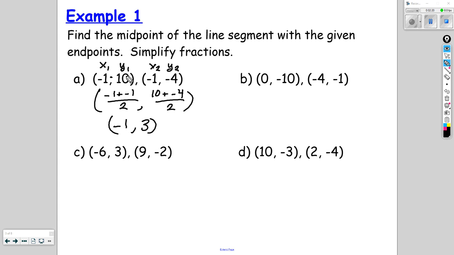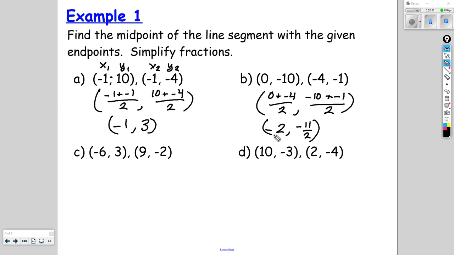If we take a look at part B, we're going to do the same thing. 0 plus -4 divided by 2, -10 plus -1 divided by 2. -4 over 2 would be -2, so that would be our x-coordinate for the midpoint. And then -10 plus -1 is -11, and then divided by 2 we could just write as -11 halves or -5.5.